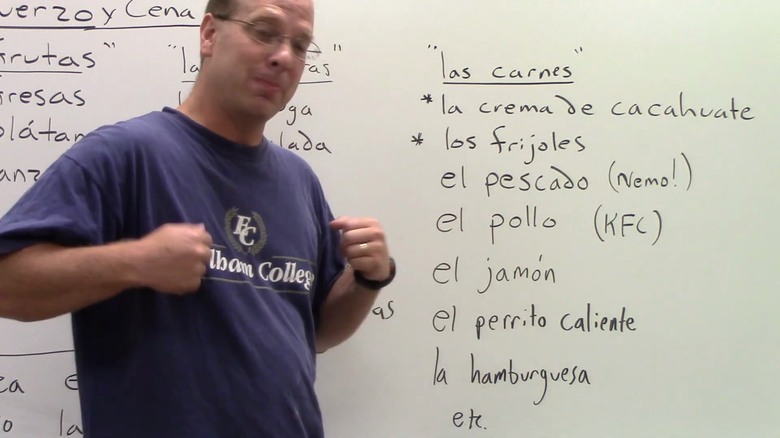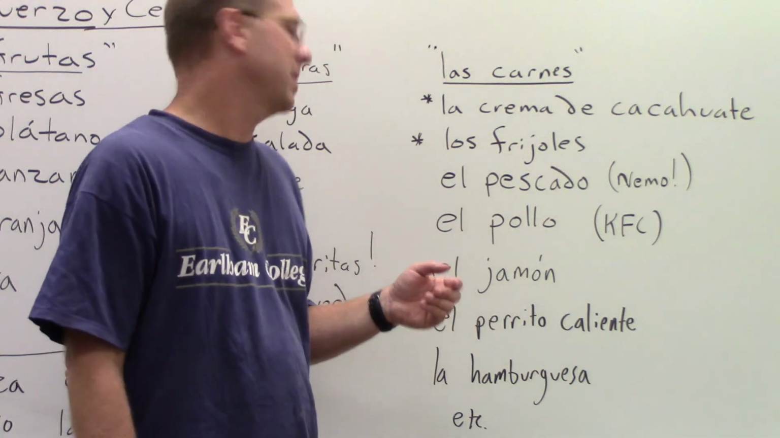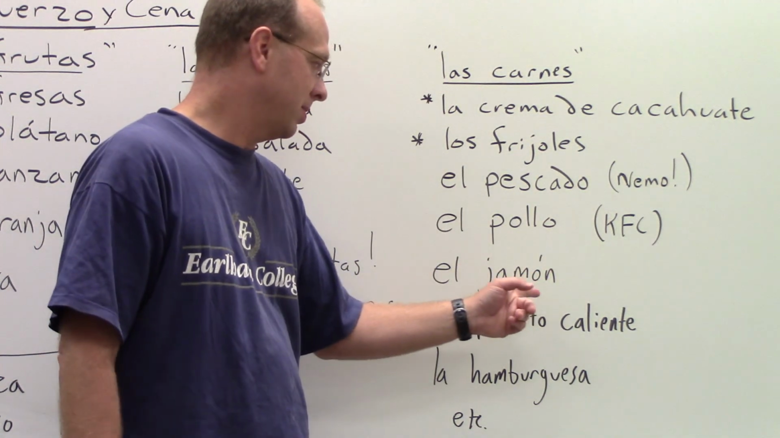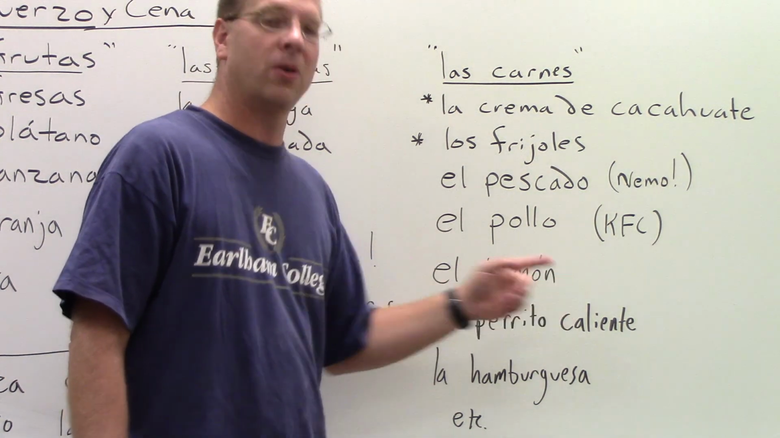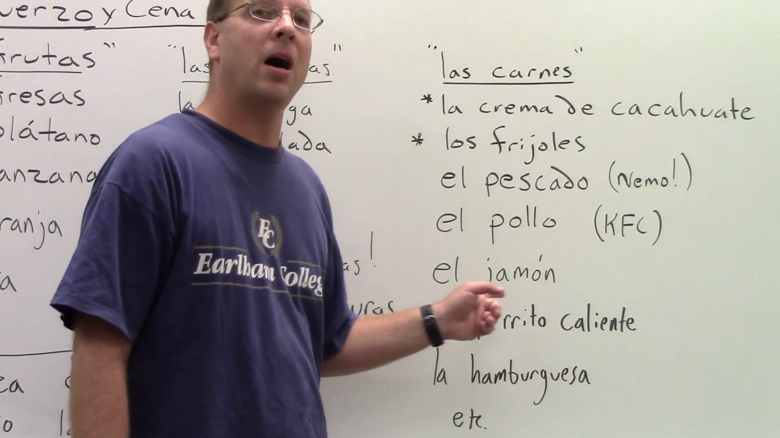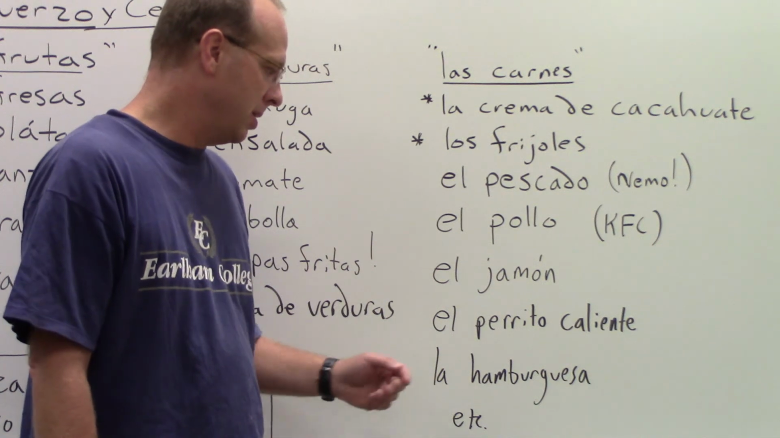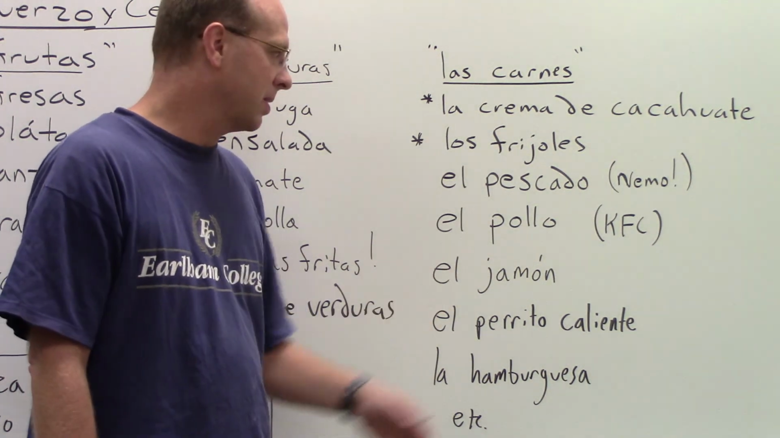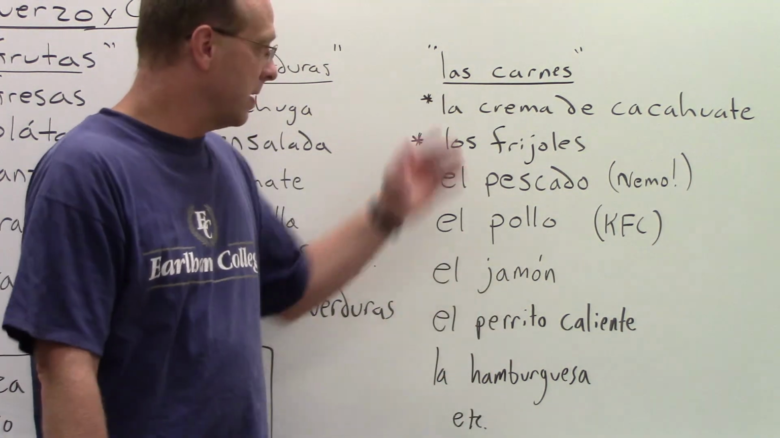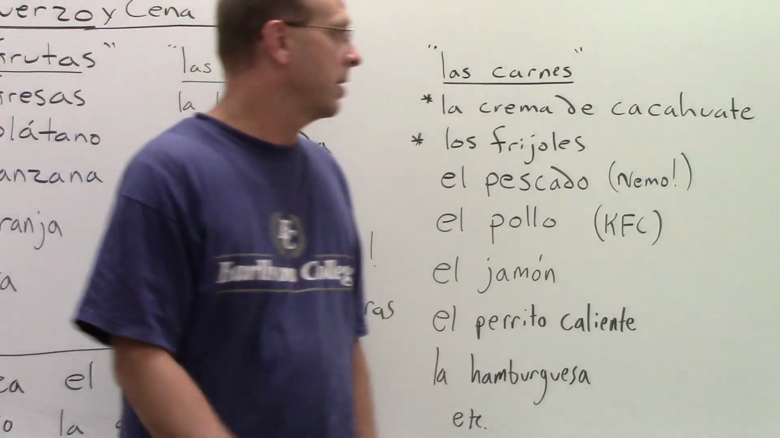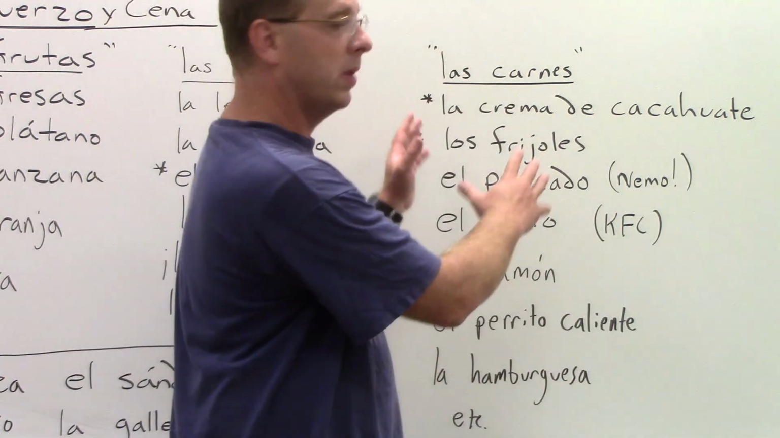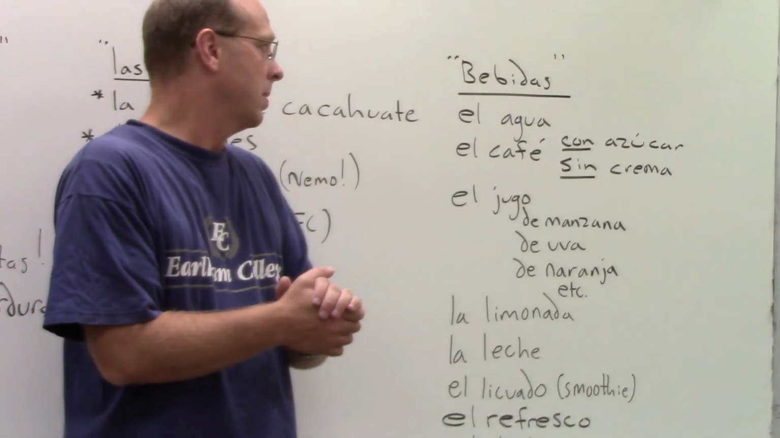El pollo. KFC. El pollo. Pa, pa. All right, is that the noise I made? I can't remember. Okay, el jamón. Jamón. Or you can say el jamón. Okay, el jamón. El perrito caliente. Again, la hamburguesa, etc. El bistec. It's not on the list, but el bistec, you're going to be learning that in a couple chapters. So we go from the meat, vegetables, fruits to las bebidas.